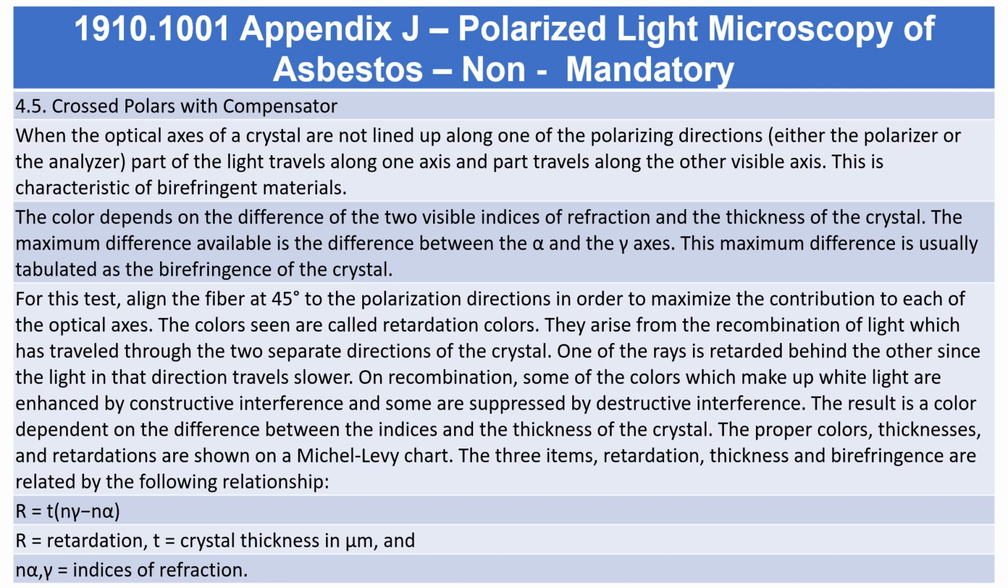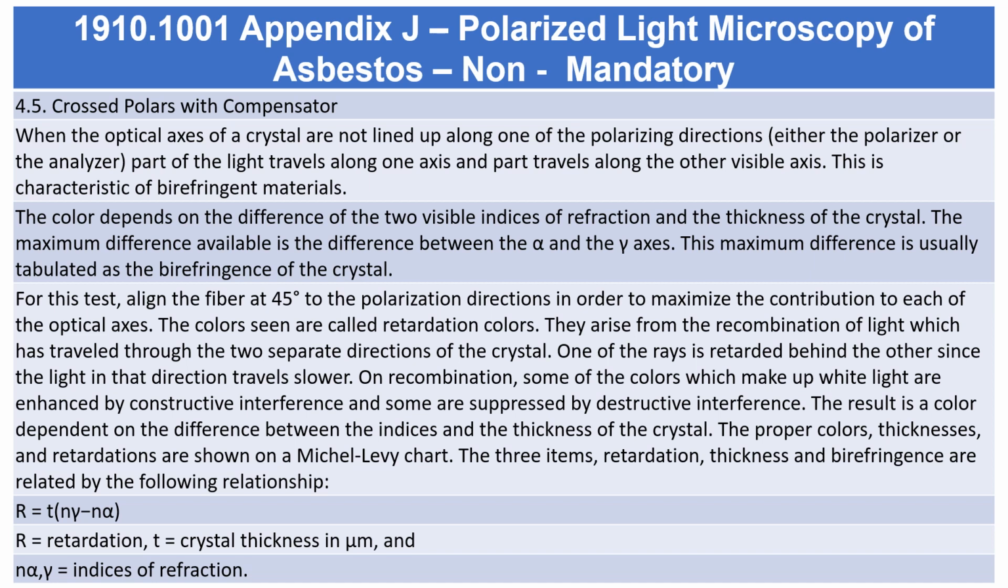4.5. Crossed polars with compensator. When the optical axes of a crystal are not lined up along one of the polarizing directions, either the polarizer or the analyzer, part of the light travels along one axis and part travels along the other visible axis. This is characteristic of birefringent materials. The color depends on the difference of the two visible indices of refraction and the thickness of the crystal. The maximum difference available is the difference between the alpha and the gamma axes.